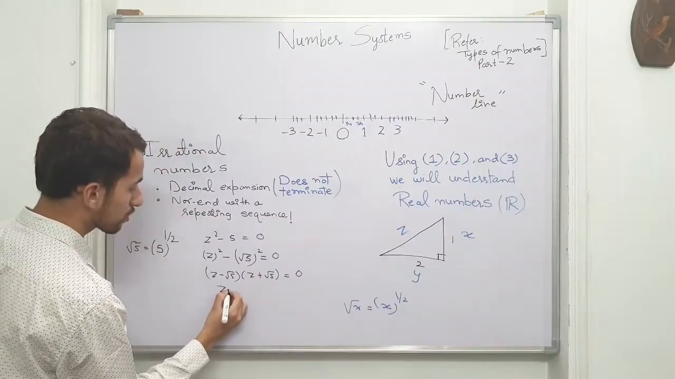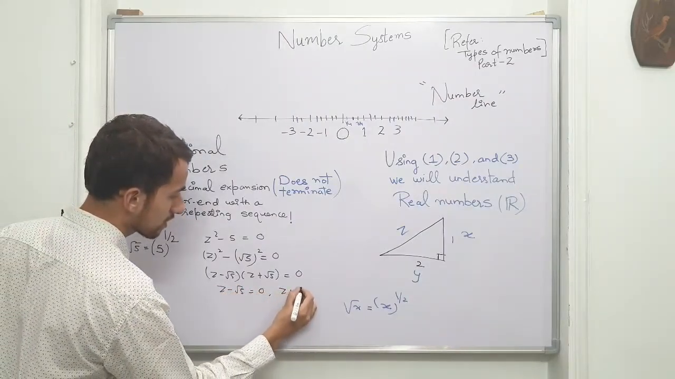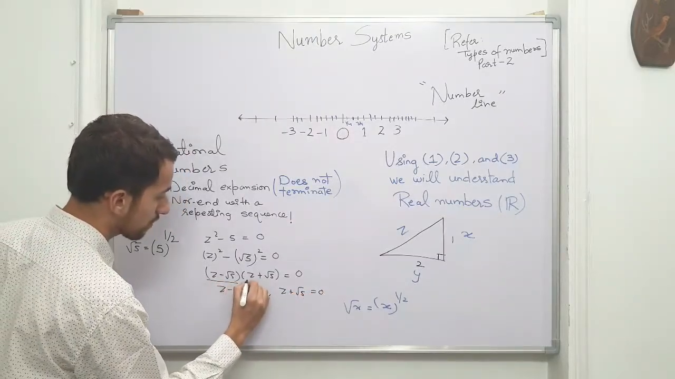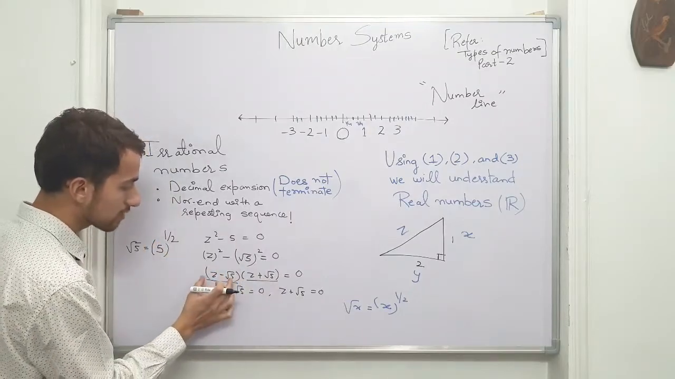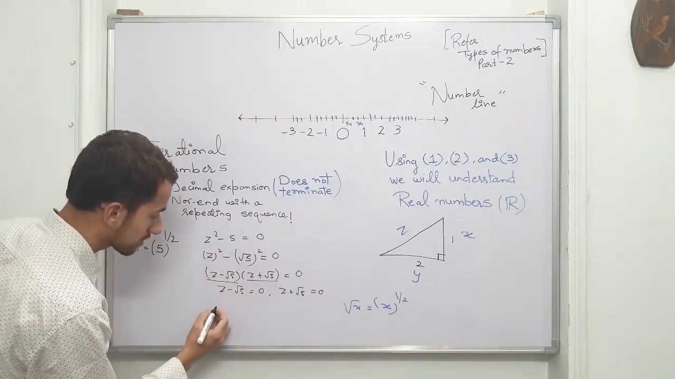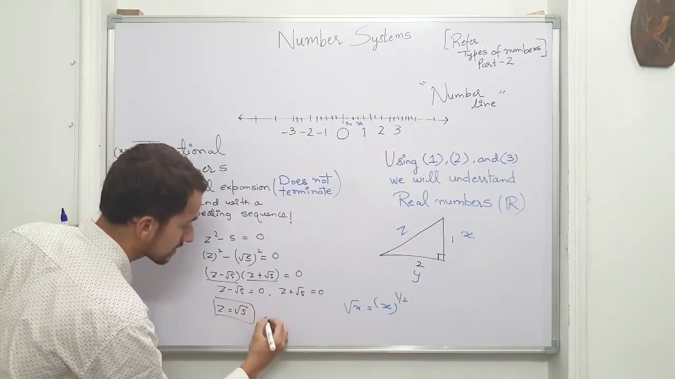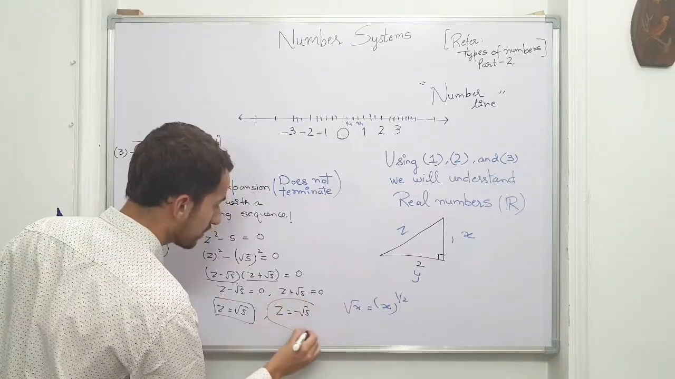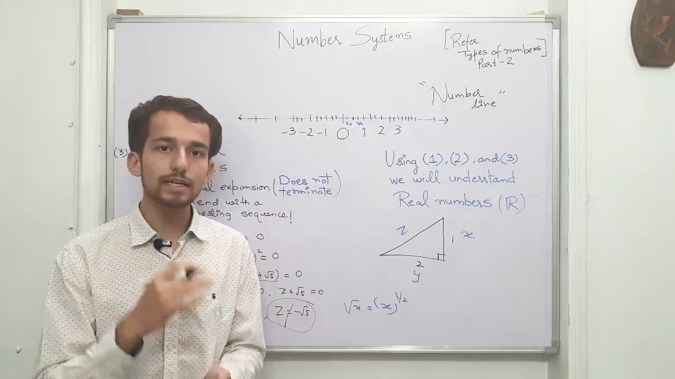So this fraction will be 0. What I will say is, this factor, either this factor will be 0 or that factor will be 0. So z equals root 5 from the first case and z equals minus root 5. But this can't hold. Pause the video and think about it once.